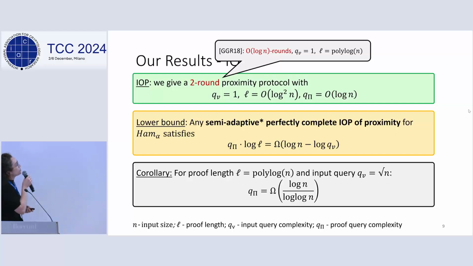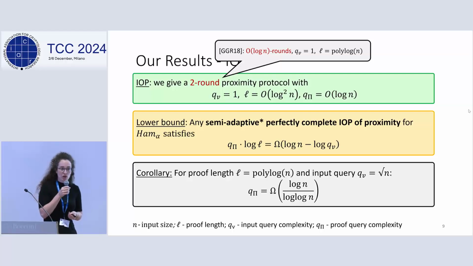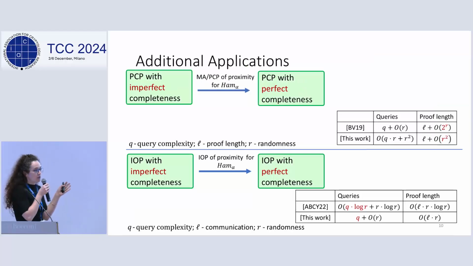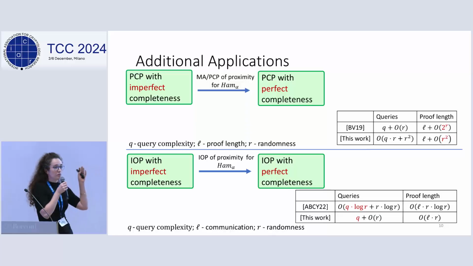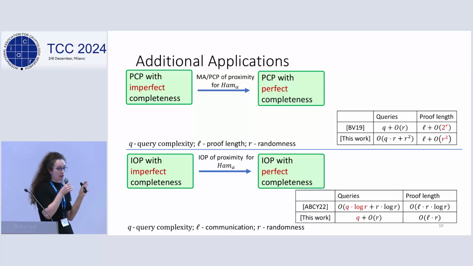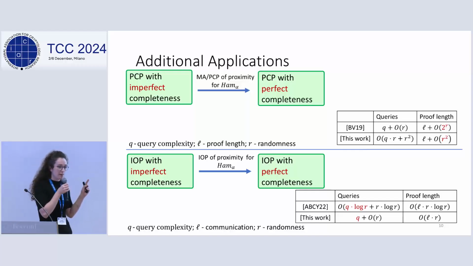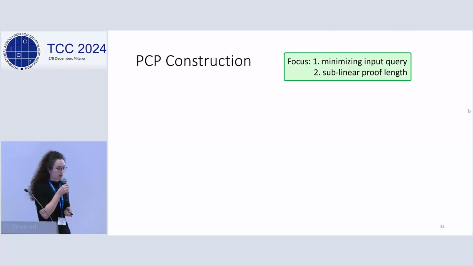Okay, so our result has an additional application. We show a transformation. We show that Hamming weight proof of proximity protocols can actually be used to transform PCP with imperfect completeness into PCP with perfect completeness, and IOP with imperfect completeness to IOP with perfect completeness. And in this transformation, we maintain roughly the same query complexity and proof length of the protocol, and the better parameters that we get in our Hamming construction, the better parameters we achieve in the transformation. Okay, up until here, this was our results.